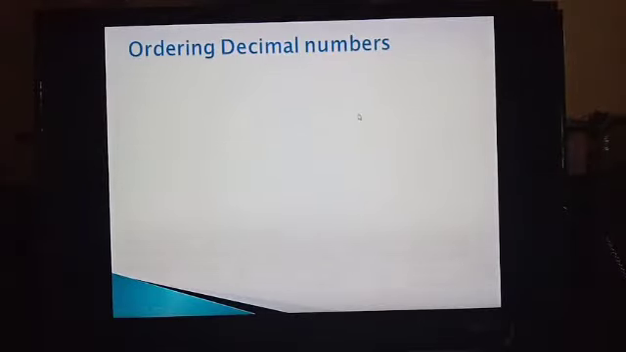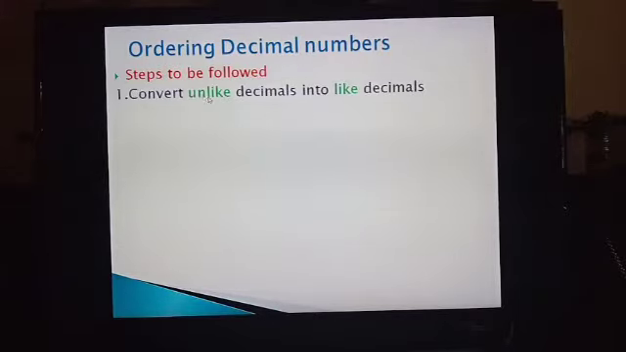This ordering or comparison is done using a few steps, children, that is 3 steps here. These steps are to be followed to compare these decimals. So what is the first one? Convert unlike decimals into like decimals. That is, in the given list of decimals, if unlike decimals are there, first we need to convert them into like decimals. You already came across in the last video that by adding zeros at the end of the decimal, the value is not going to change. That's why we add zeros wherever fewer decimal places are there.